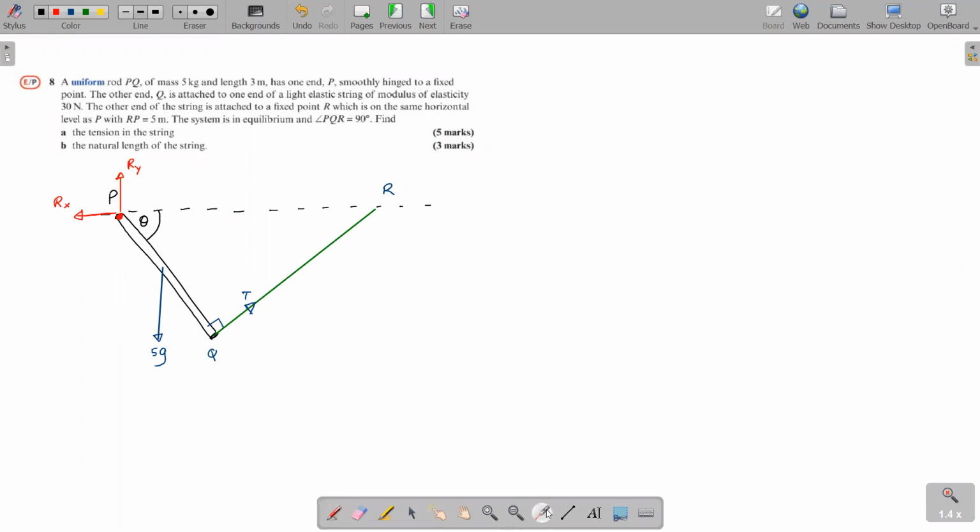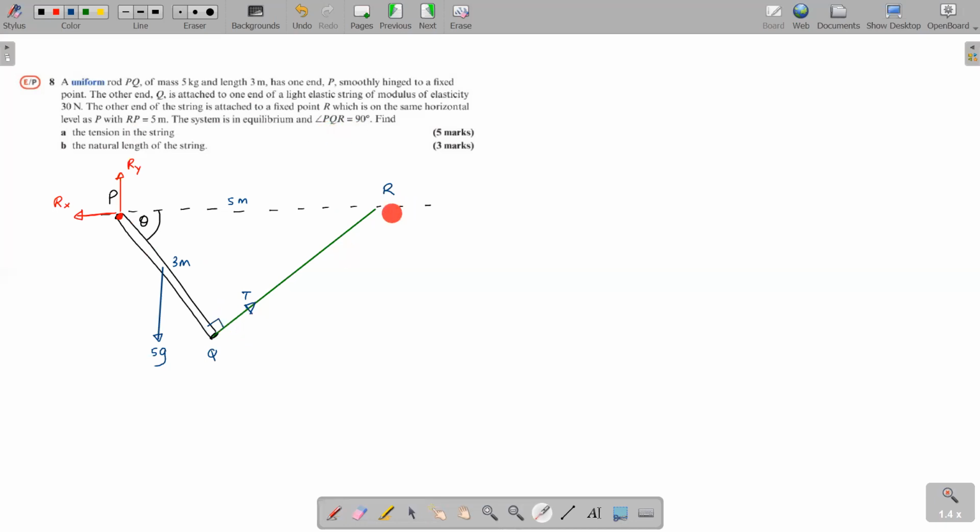Have they given us any length? You can see here they have given you the length: a uniform rod PQ of mass 5 kilograms and length 3 meters. So PQ length is 3 meters. And what else? They have told you RP length is 5 meters. Mark it clearly on your diagram. You can see that this is a right angle triangle, because the question says PQ is 90 degrees.